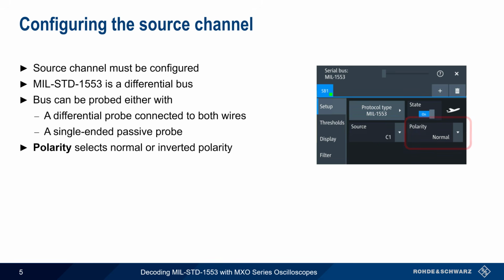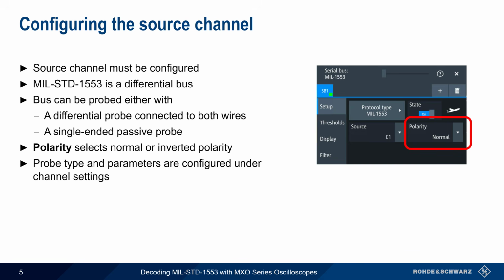The polarity setting selects normal or inverted polarity. Note that other channel parameters, such as the probe type and parameters, are chosen and configured through the standard MXO channel configuration menus.